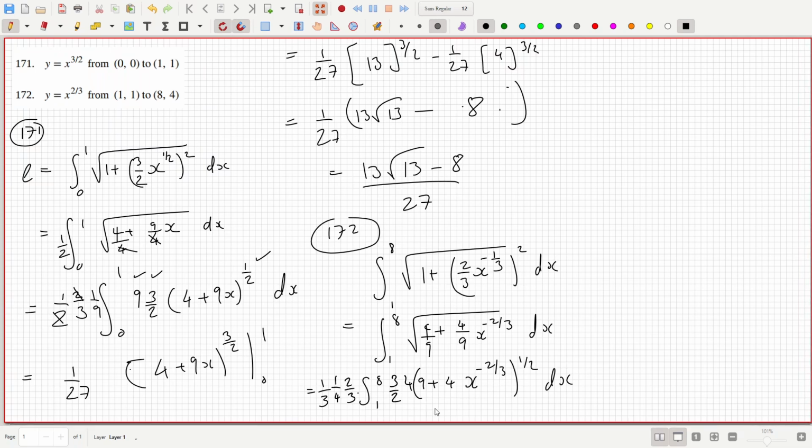No, that's not going to work. In fact, I'm not sure. I might need a substitution now. But I will take the 9 out as 1 over 3. So let's try the substitution. u equals 9 plus 4 x to the power minus 2/3. So that means du/dx equals 9 minus 8/3.